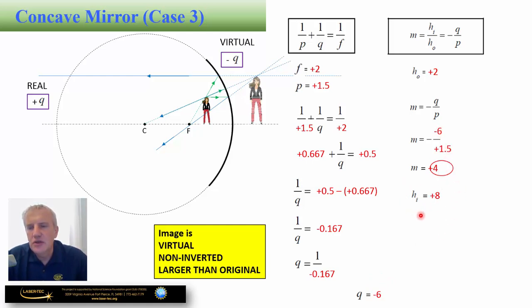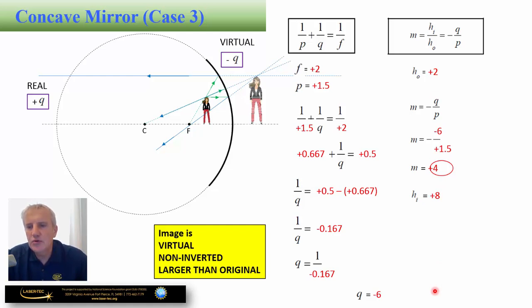So the total height of the image is going to be magnification times the height of the original. So the height of the original is +2, magnification is +4. If we multiply those two numbers, we get +8 as the height of the mirror image.